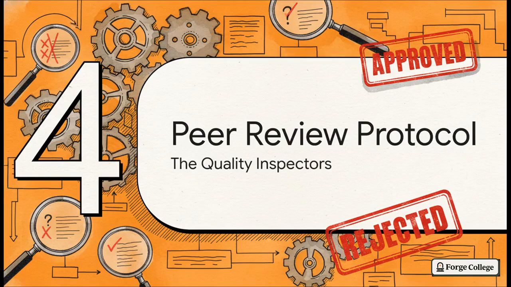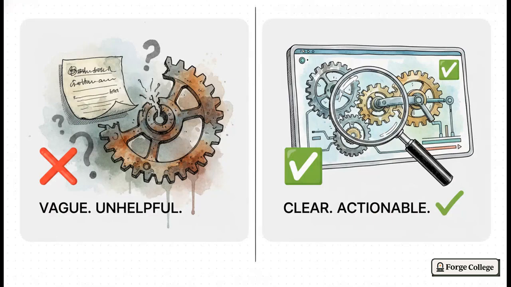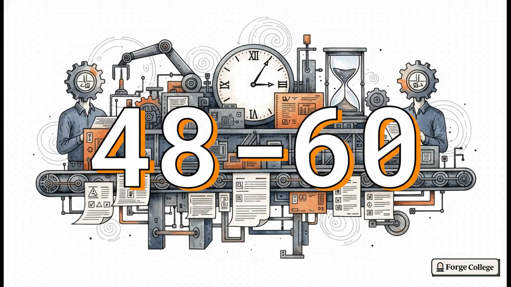All right, part 4, the quality inspectors, the peer review protocol. Let's be real, a bad peer review is just vague. Getting a comment that says, "Looks good, bro," is literally useless for an engineer. Effective feedback, the exact kind we demand here at Forge College and what you'll see in real-world Web3 communities, is highly structured. It tells you exactly what's broken, how critical it is, and the specific version that needs fixing. You're going to assign 2 peers to review your draft, and you must hold them to a super strict turnaround time of 48 to 60 hours. We have to keep this assembly line moving, right? Open-ended deadlines just lead to stalled projects, and we do not have time for that.